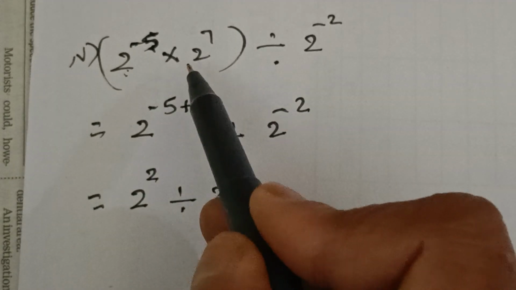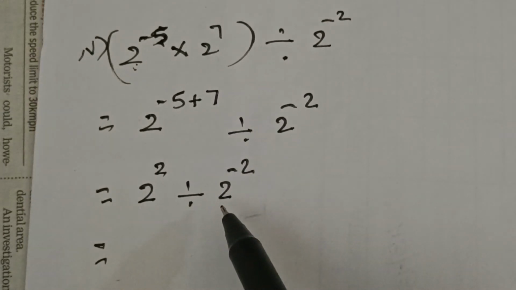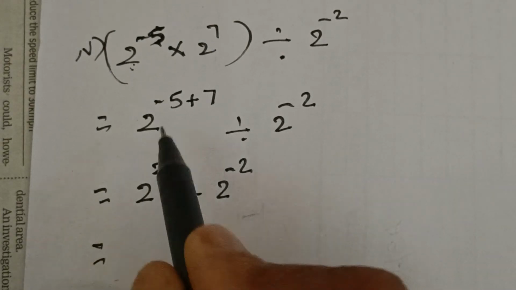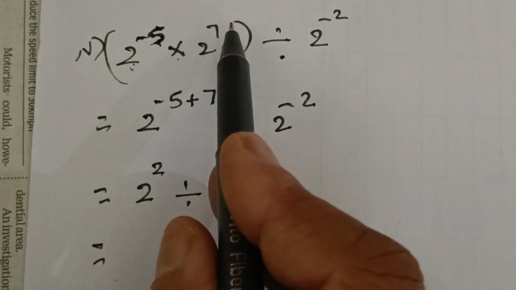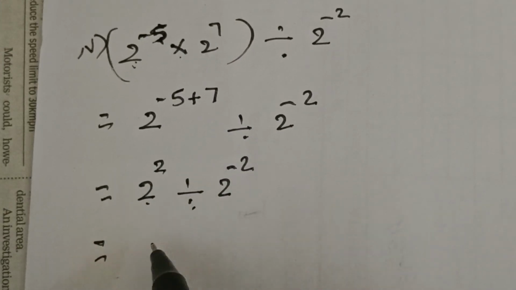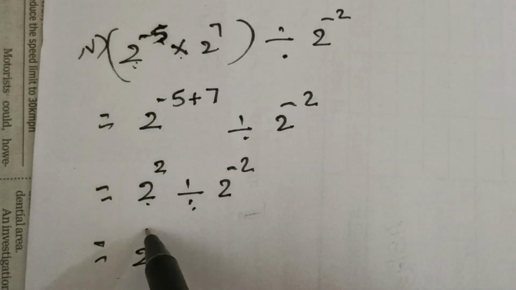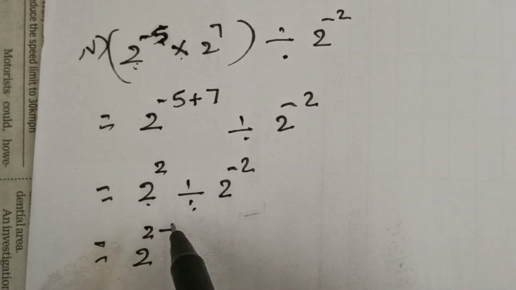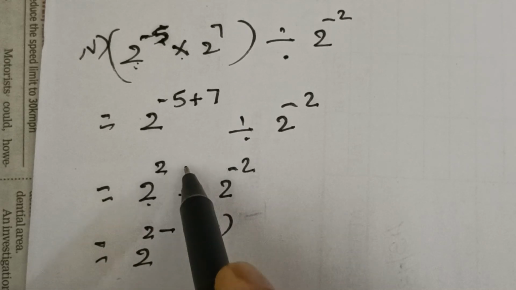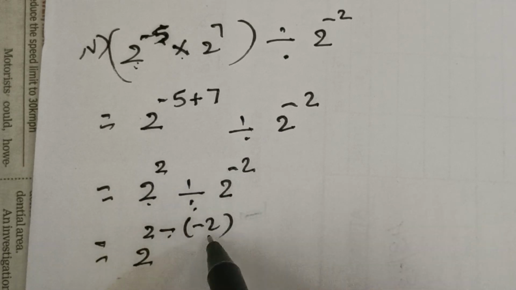Now multiplication is over. We should do division. Again, the bases are same. Again, laws of exponents, using the laws which you've done in the previous video. To multiply, we have to add the powers. And to divide, we have to subtract the powers. For both the bases, write one base 2 and subtract the powers. First power is 2, minus, subtract second power, which is minus 2. First power minus second power.